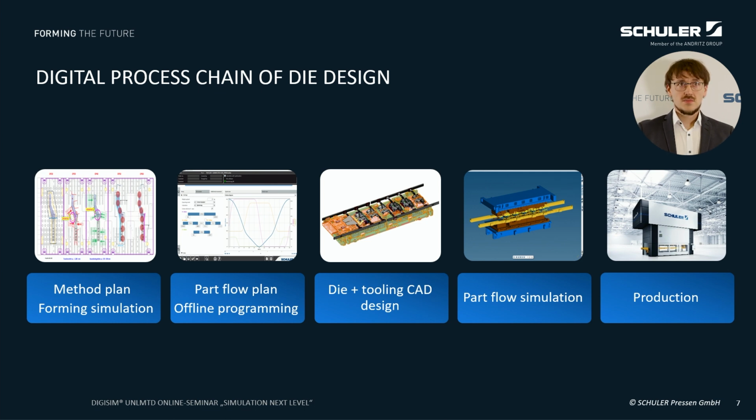Additionally, DigiSim can also improve the existing setting data of already producing dies by optimizing the setting parameters in 3D and reuse them on the press. Experience has shown that an increased stroke rate of up to 40% is possible with transfer dies. The increase can be even more or less, depending on the initial situation.